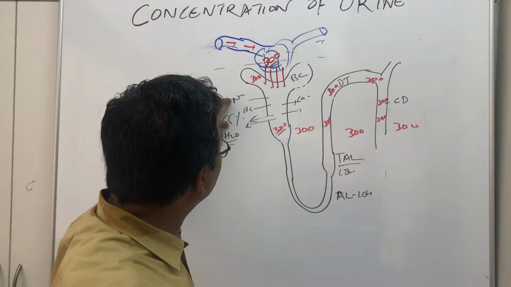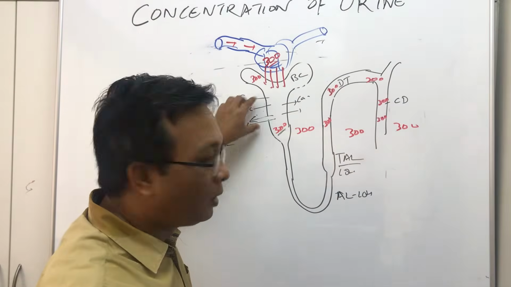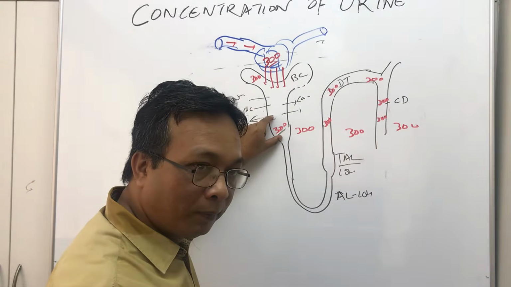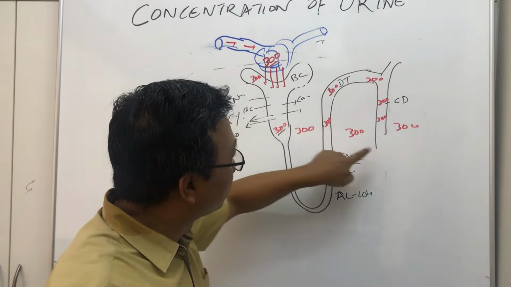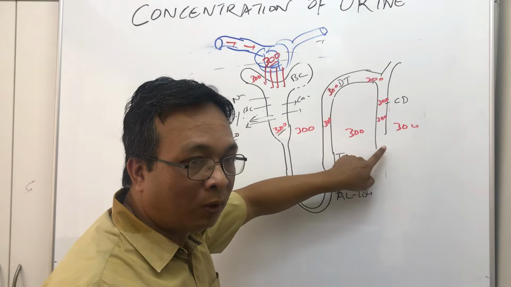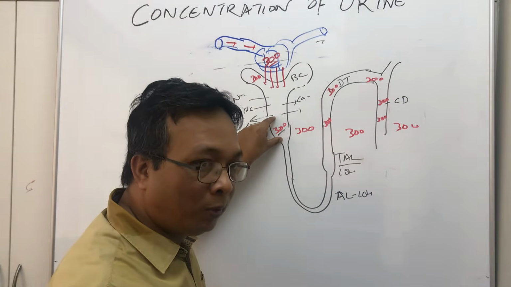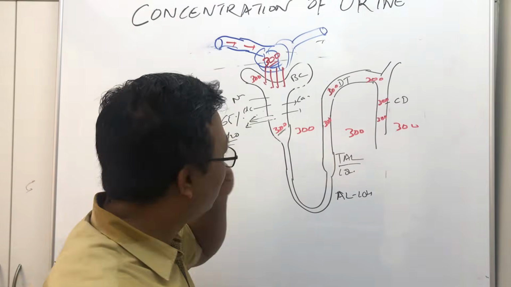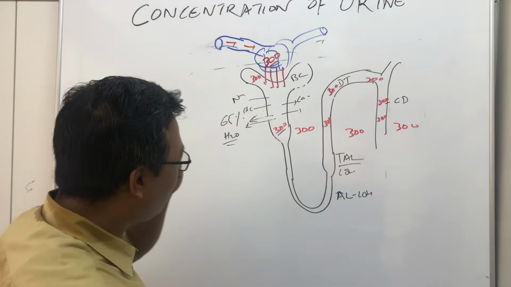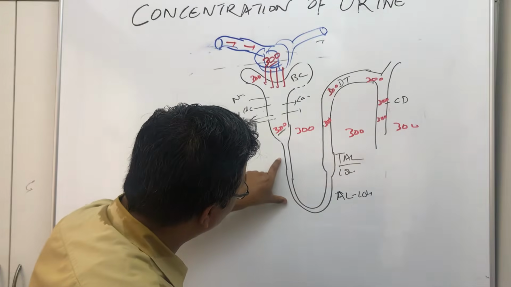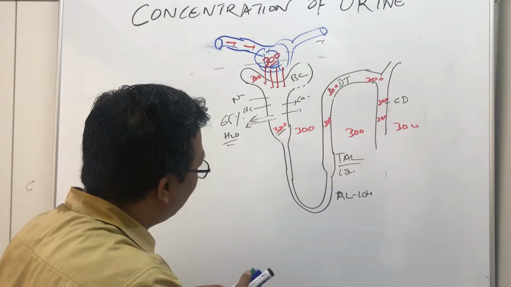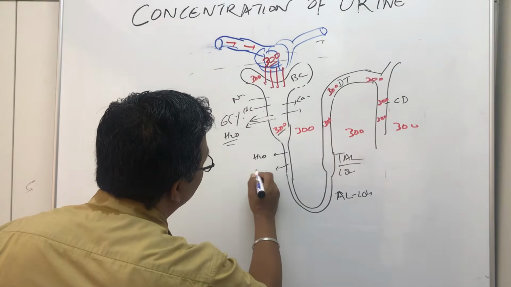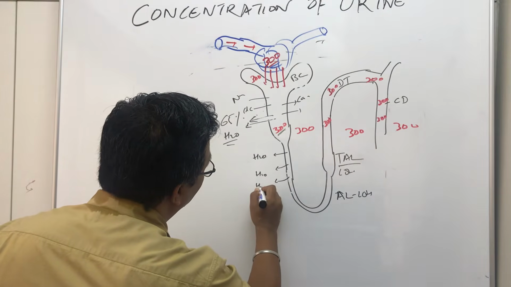So 65% of water and 65% of solutes are absorbed, and the osmolarity of this tubular fluid is maintained. It is not yet urine. Urine is only formed at the last portion; until then we still call it tubular fluid. So this tubular fluid is maintained at 300, right? Normally, the descending limb of loop of Henle is very permeable to water, so plenty of water is reabsorbed here.